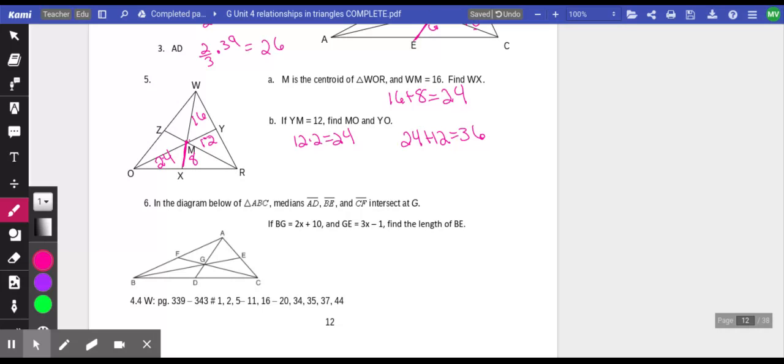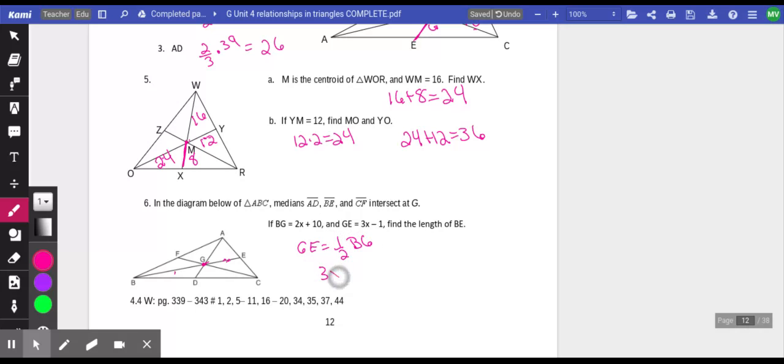Number 6. In the diagram below, in triangle ABC, medians AD, BE, CF intersect at G. That means G is my centroid. BG is 2x plus 10. GE is 3x minus 1. So GE is the bottom. The bottom is always half the top. So GE is half of BG.